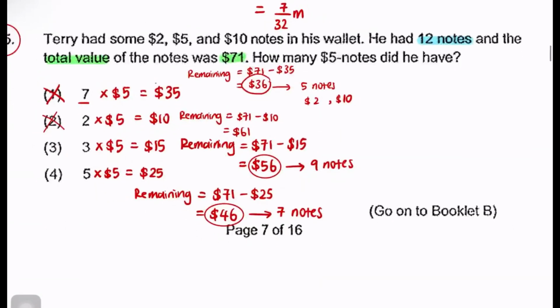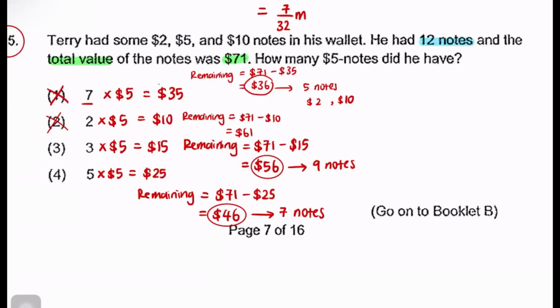Then what about option 3? Can it be divided by $2 and $10? I think I'm also tired like you guys. Let me explain. The answer is 4. And why?